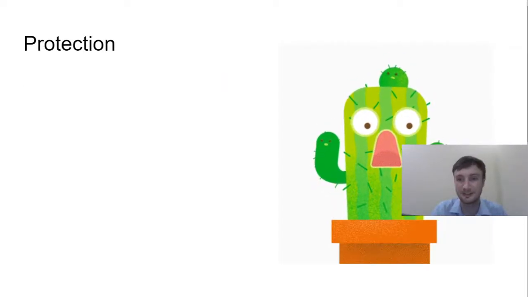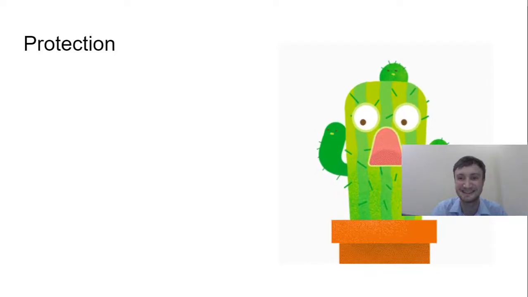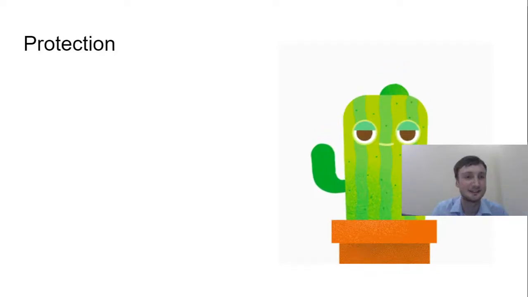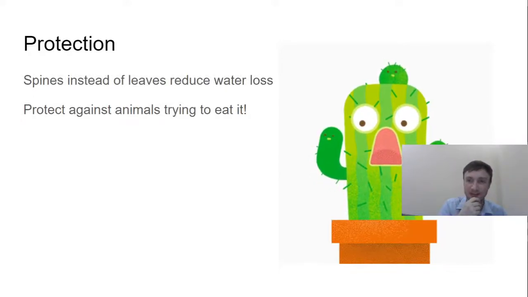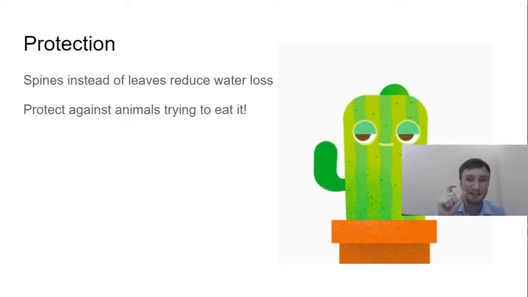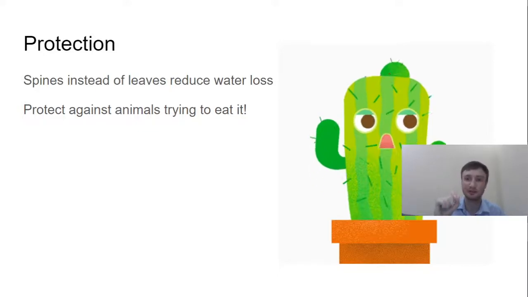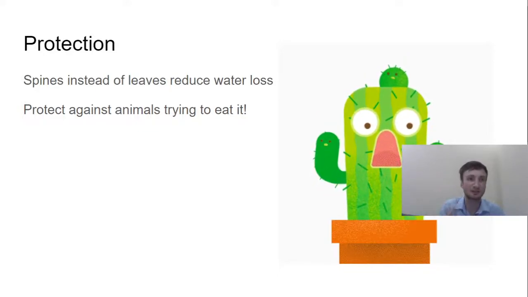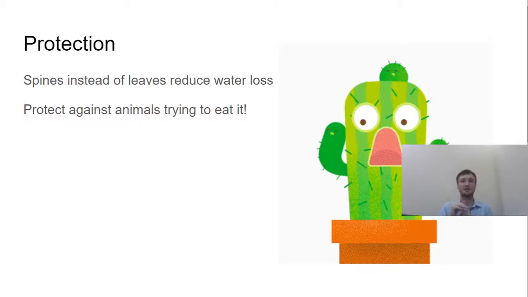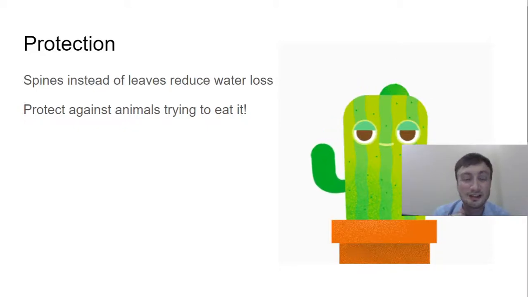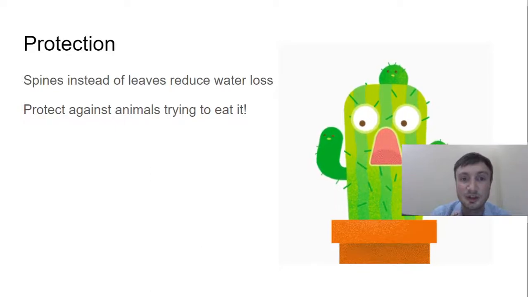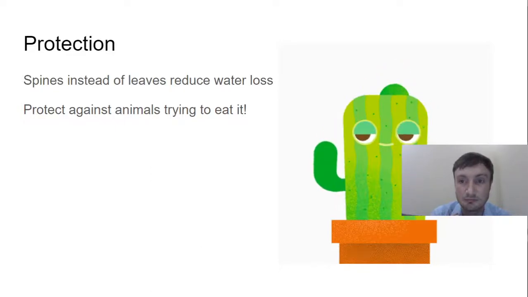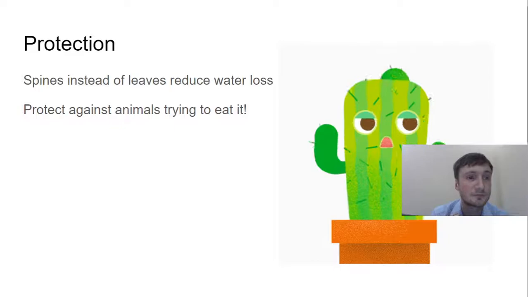Prediction. So, cacti. Cacti have these spines, these big spikes on them. You probably know if you touch it, maybe it hurts. Okay, so cacti have these spines because it protects animals from trying to eat it. Yeah, that's a good reason.